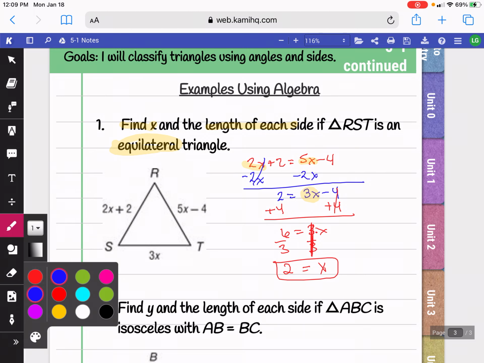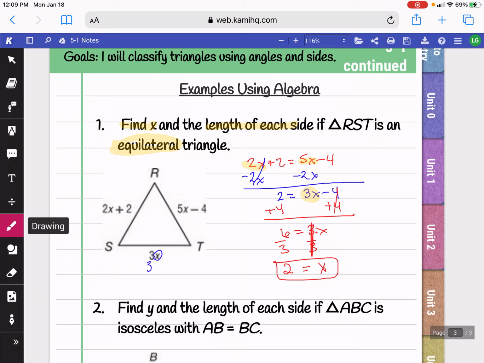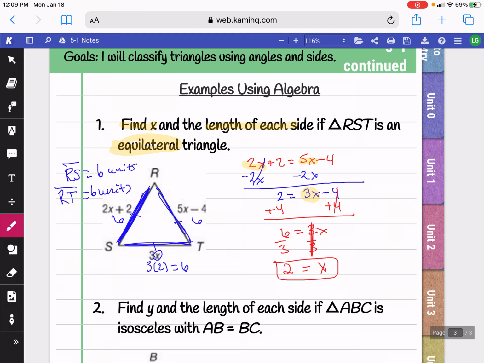So for example, for 3x, this could become 3 times 2, which is 6. Now you could take the time to plug this into every side, but since I know this is an equilateral triangle, all sides are equal, all sides are going to end up being 6 if I plug them in correctly. So I'm just going to list the measures of each side. Here, side RS or SR, doesn't matter how you word it, is equal to 6 units. Side RT or TR is equal to 6 units. And side ST or TS is also equal to 6 units.